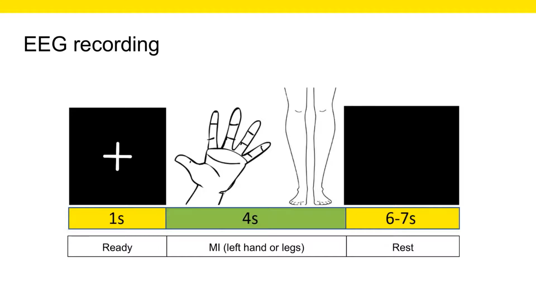From left to right, the initial white cross indicates that attention is needed. It appears for 1 second. Then a picture of either the left hand or lower legs appears for 4 seconds, during which the participant imagines the corresponding motor image. This is followed by a black screen that prompts the user to stop imagining and become idle. After 6 to 7 seconds, the cross appears again, and the next trial starts.